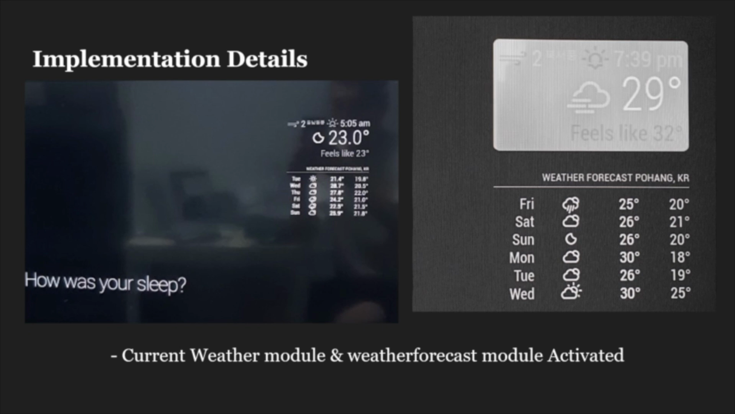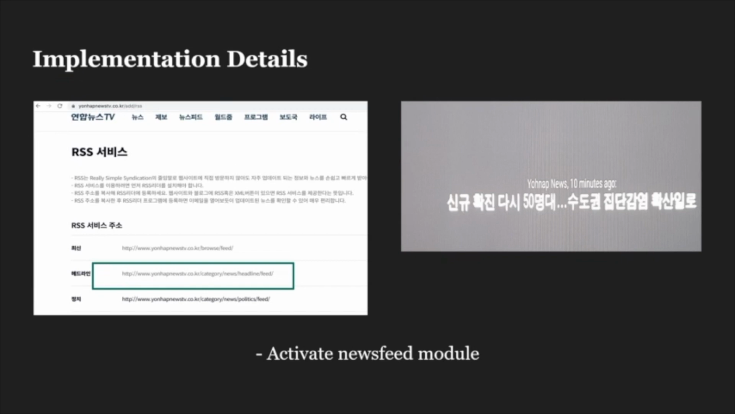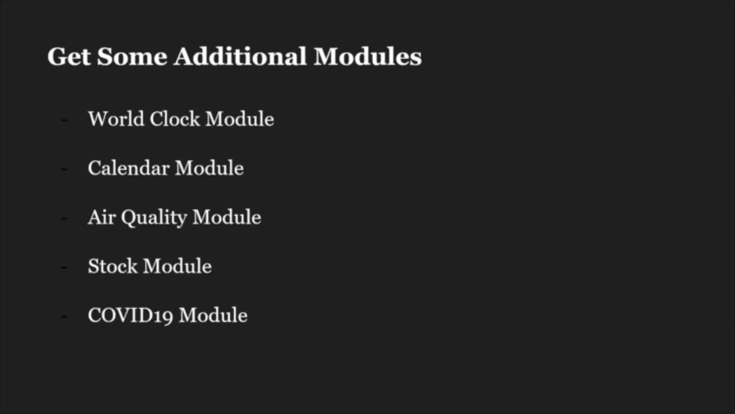We can also modify the background color in the custom.css file. We change the current weather background color to emphasize the current weather. Likewise, we put an RSS URL in the newsfeed module to show news headline articles. And we added some additional modules.